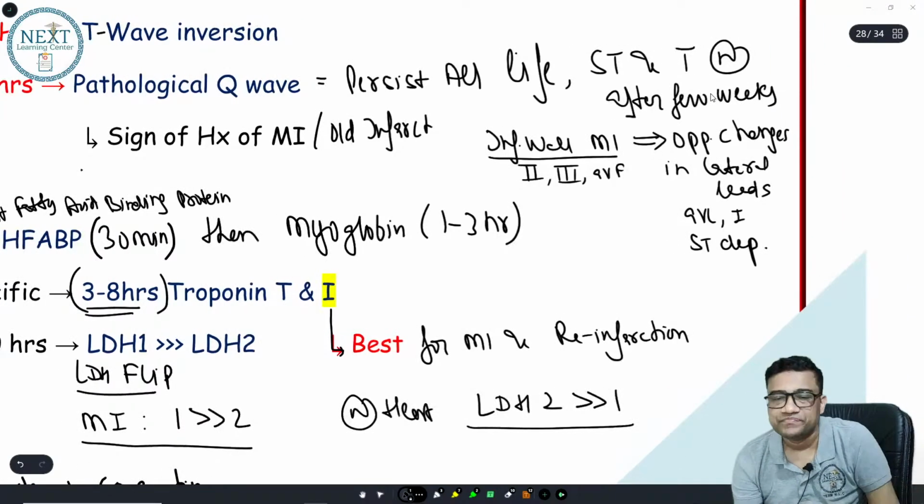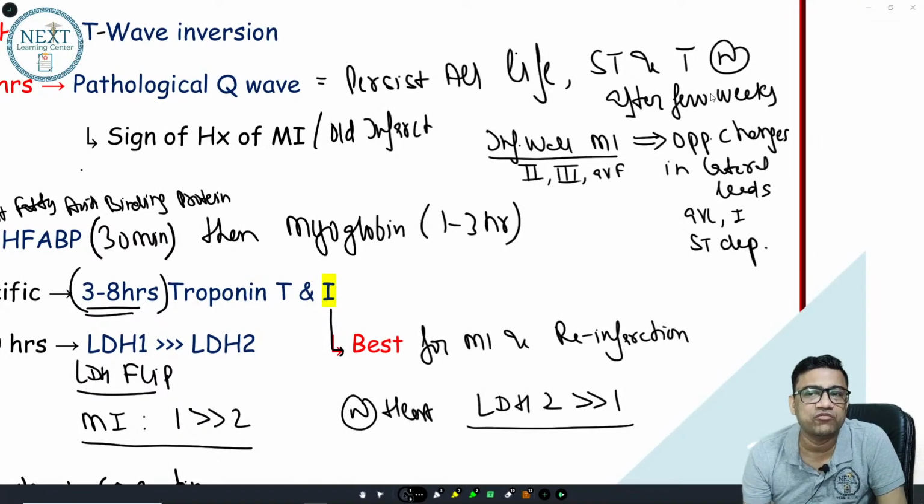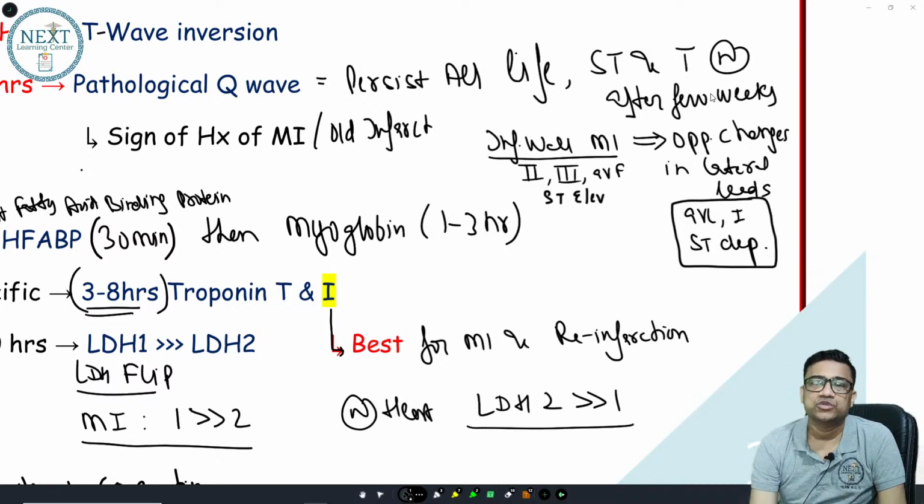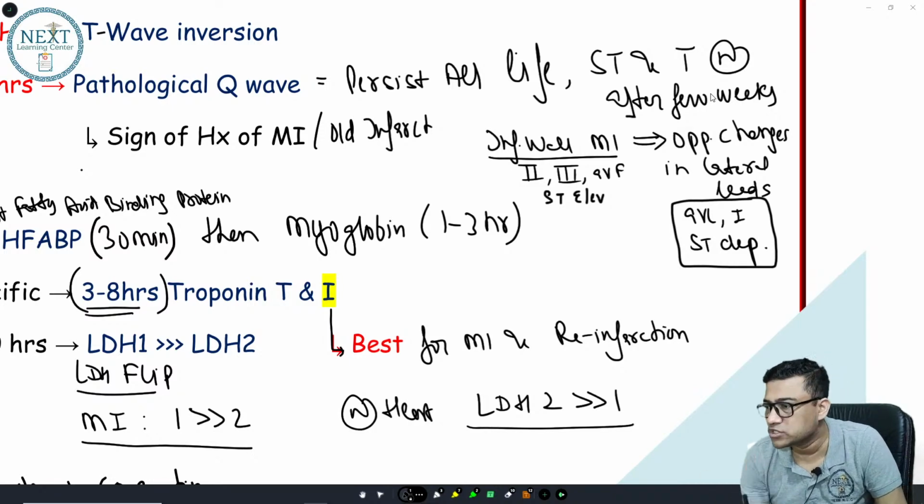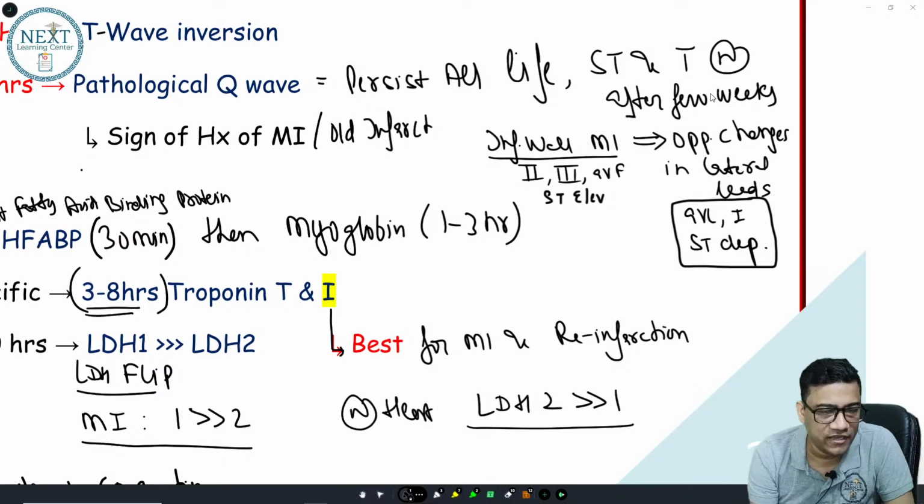Now remember, if it's an inferior wall MI, you will see ST elevation in 2, 3 and AVF and depression in AVL and 1. Are you clear? So ST depression in AVL and 1, elevation in 2, 3, AVF. Okay.